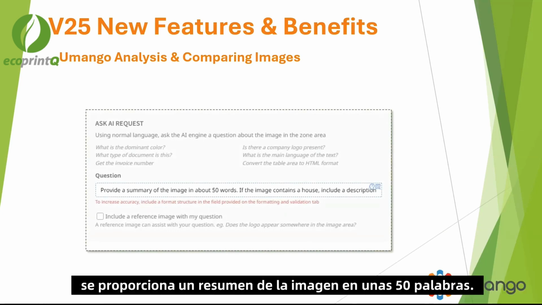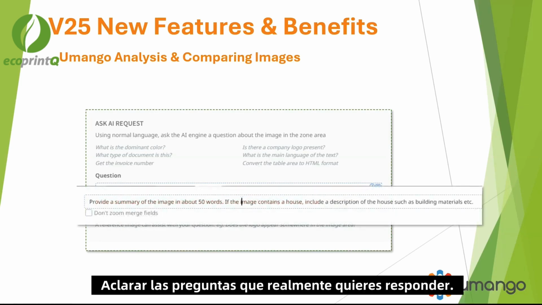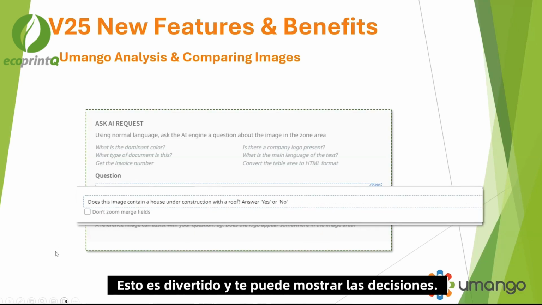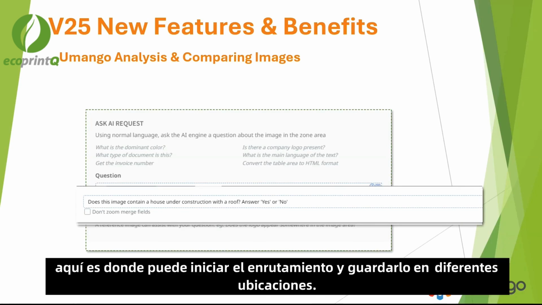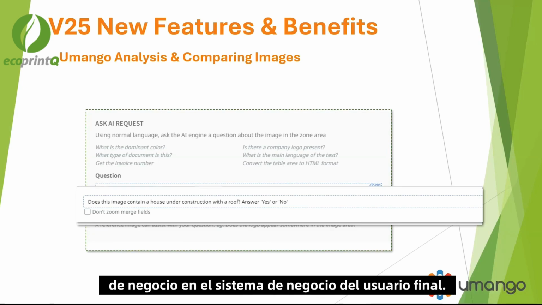So in this example, provide a summary of the image in about 50 words. If the image contains a house, include a description. And again, you can get quite specific with what you really want answered. Provide a summary, description of the house, building materials. And this is interesting to show you decision making. Does the image contain a house under construction with a roof? Answer yes or no. And this is where you can start to route and save to different locations, and that would trigger document workflows and business processes in the end user's business systems.